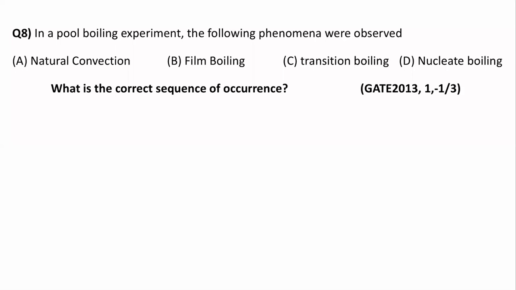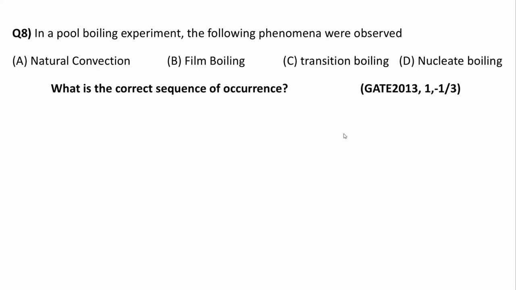This is from GATE 2013, and it says, in a pool boiling experiment, the following phenomena were observed. So basically, all the four regimes of the complete boiling curve are given, and you need to enter the exact sequence, the correct sequence of occurrence, which regime occurs first and which is at the last. So pause this video, think of the answer, and then I will discuss the solution. Yeah, I guess almost all of you have got it correct.